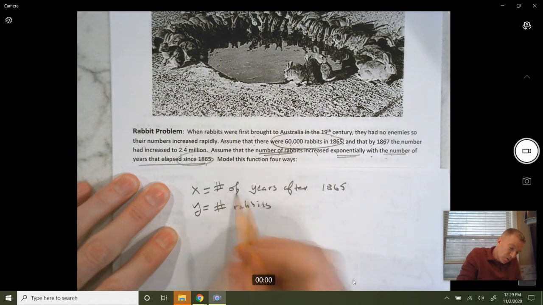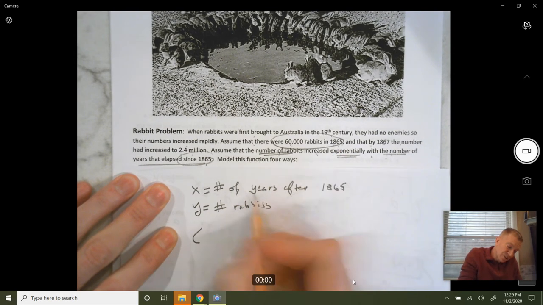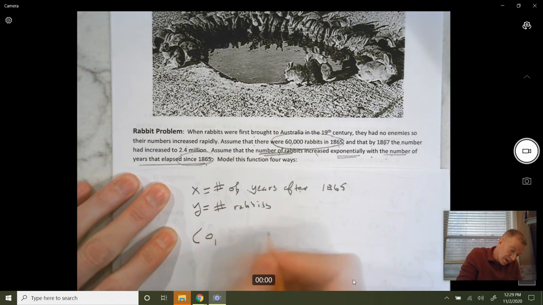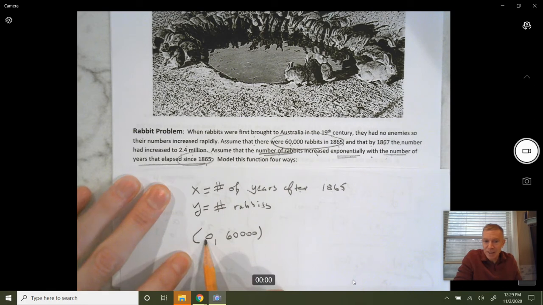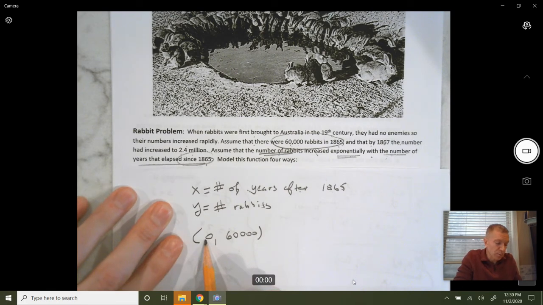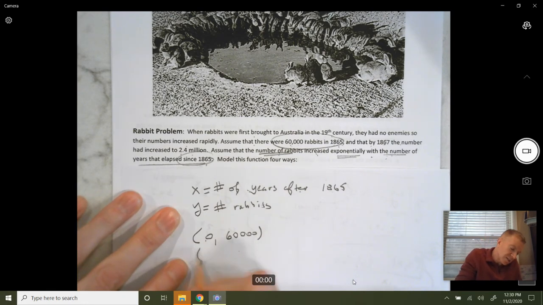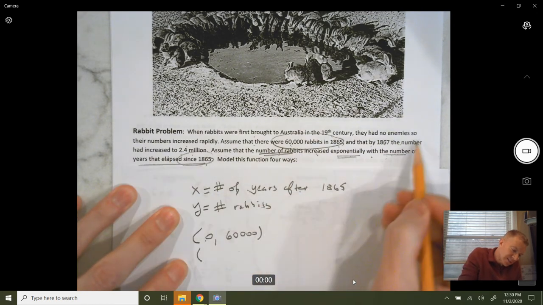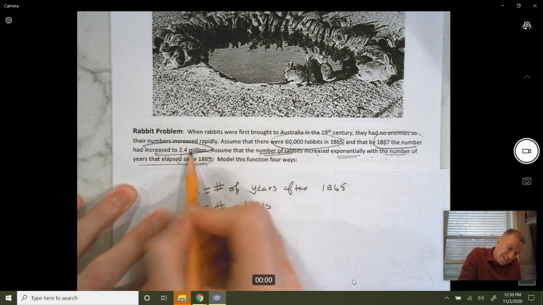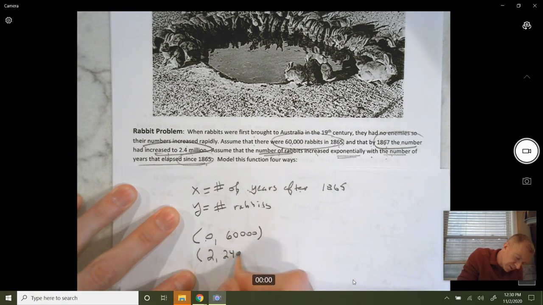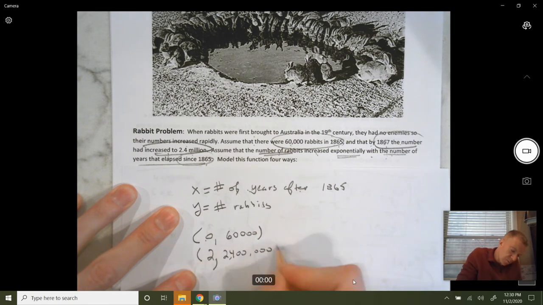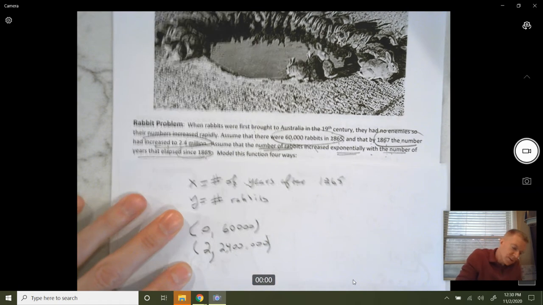So if we look at our ordered pairs, there were this many rabbits in 1865. Well, our ordered pair, 1865 is 0 years after 1865, so we have 0, 60,000. Remember, when our x value is 0, that made it a little bit easier, gave us one less step when we're solving for this equation. Our next one is in 1867, so that's 2 years after 1865, and we had increased to 2,400,000. That's our y coordinate.